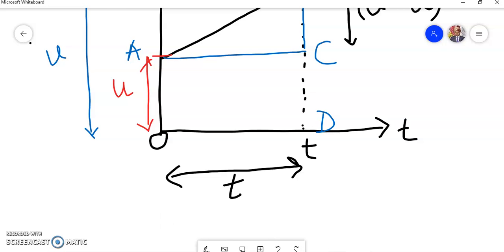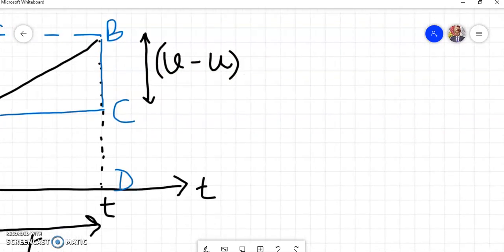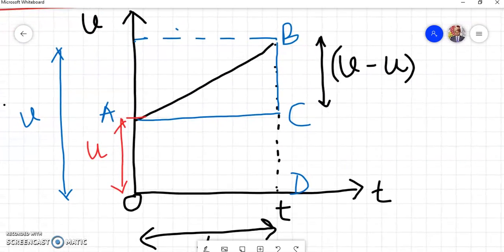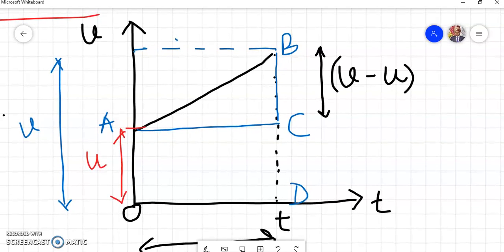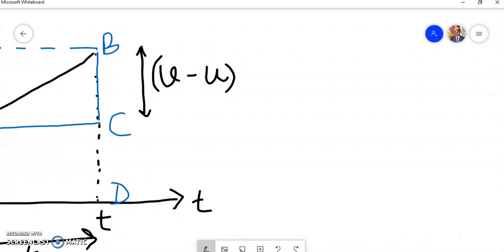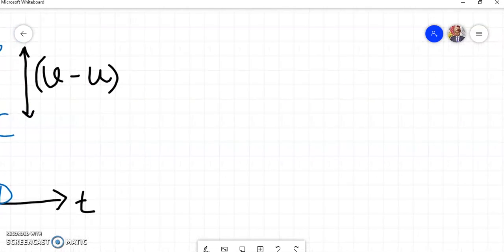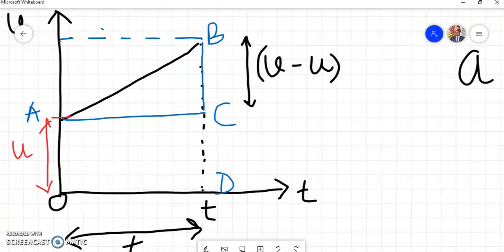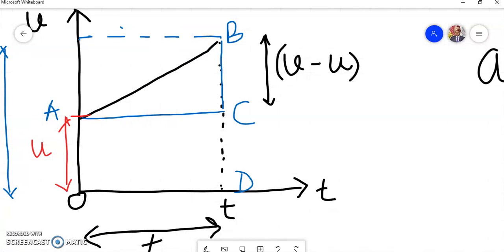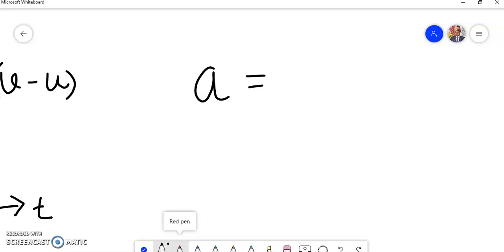So now we'll start. First concept. Have you seen this graph, dear students? The VT graph is here, uniformly accelerated motion. Now, what is the acceleration here? Acceleration can be found out very easily by looking at the graph. Acceleration is nothing but rate of change of velocity, so velocity difference upon time difference. So this can be found as a is equal to v minus u upon t.